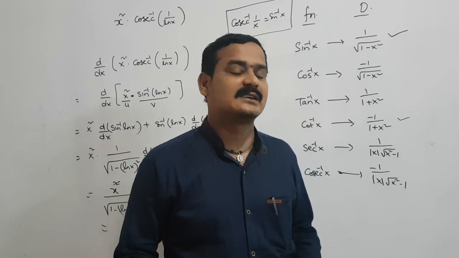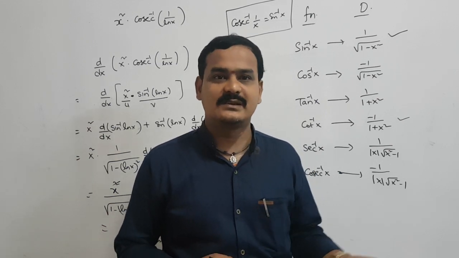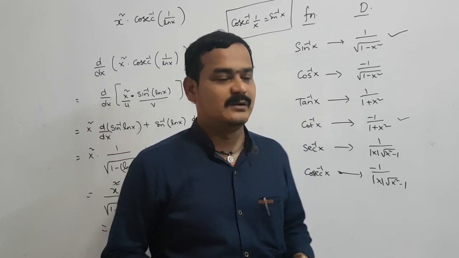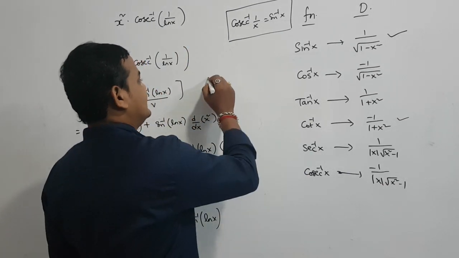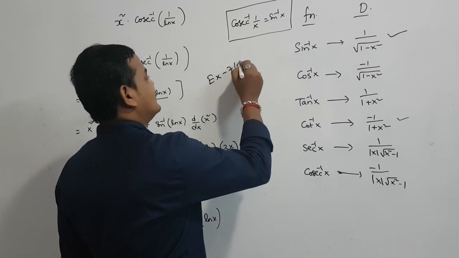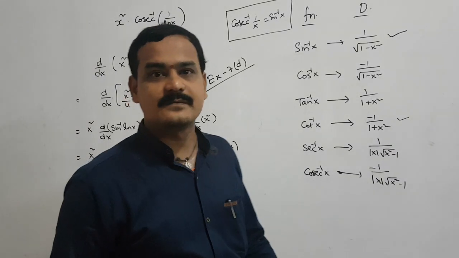So this is the way of finding the derivative of inverse trigonometric functions by using chain rule. Next class we are going to discuss the substitution method and simplification method. Before that, today you can solve the questions in your textbook, exercise 7D.